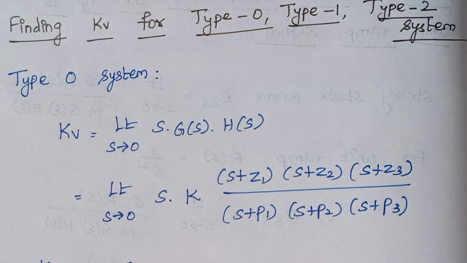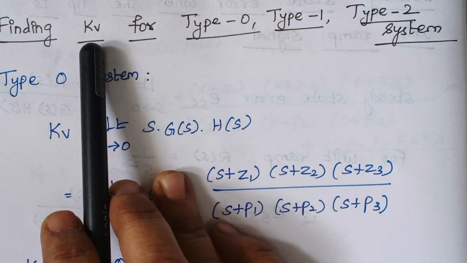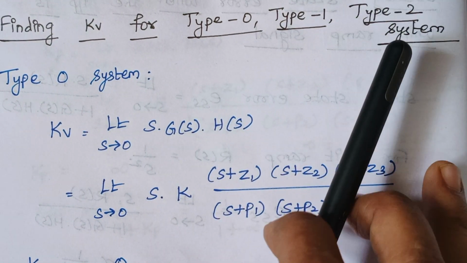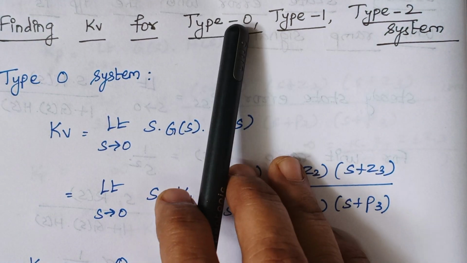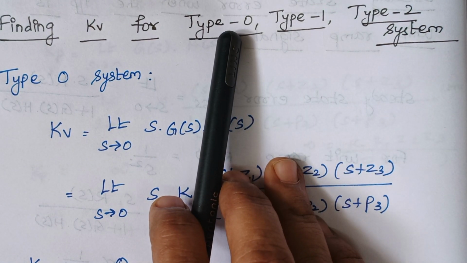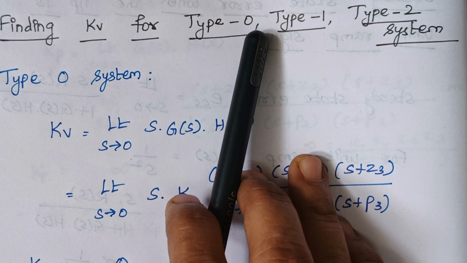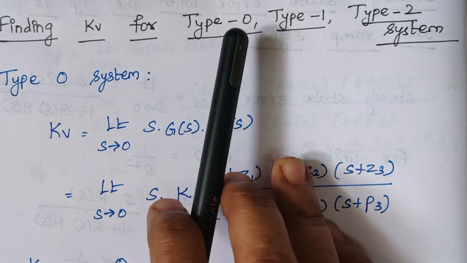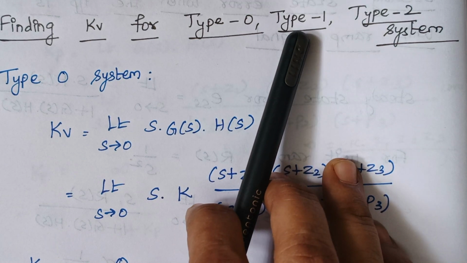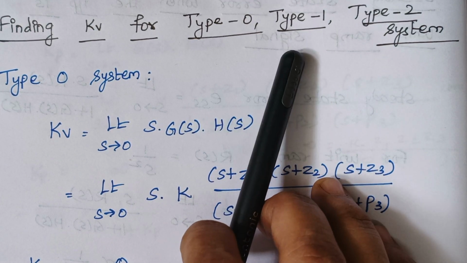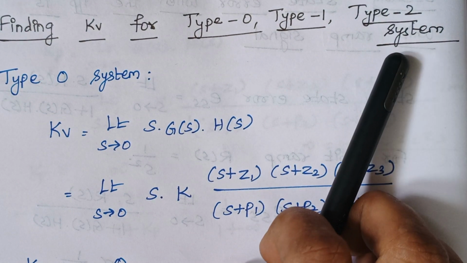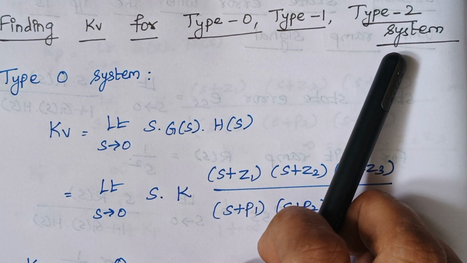The next thing, we are going to find the value of this Kv for type 0, type 1 and type 2 system. What is a type 0 system? It is a system whose denominator part will have no s term, right? This is type 0. For type 1, the denominator term will have only one s term. And for type 2, the denominator term will have s square term, right?